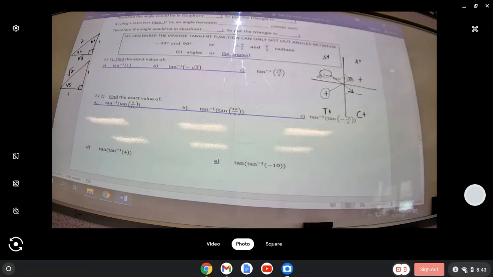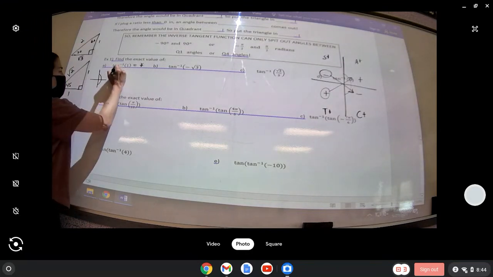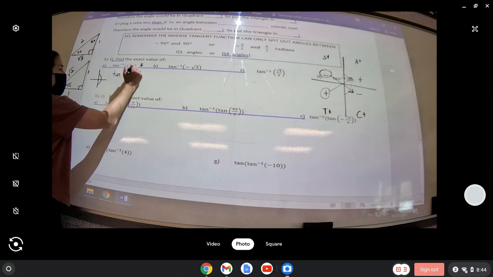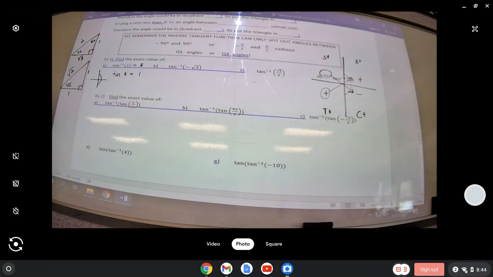They asked us to find the exact value of the inverse tangent of 1. Well, guys, remember, the inverse tangent, you plug a ratio in, we know the answer to this is an angle. He's only capable of spitting out angles between quadrant 1 and quadrant 4. All right, so you have to figure out the tangent of what angle equaled a ratio of 1.